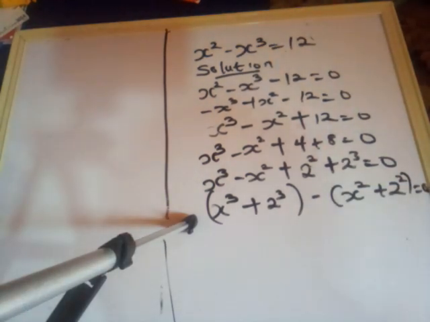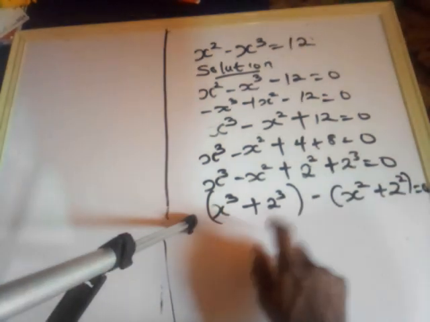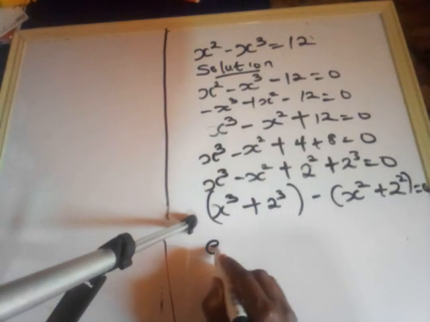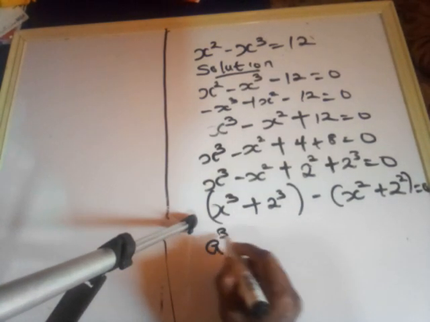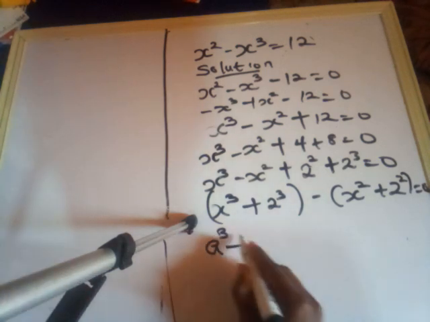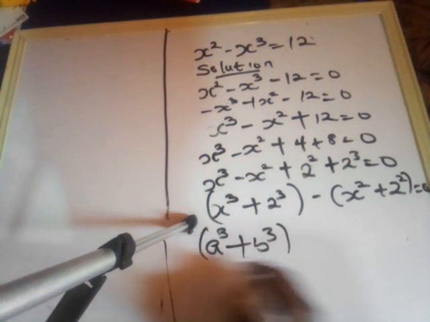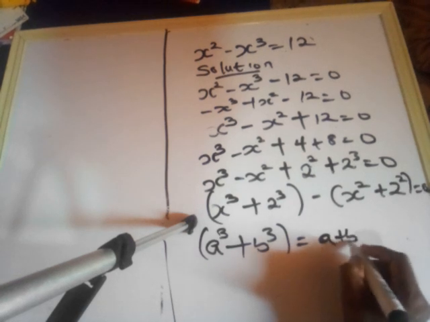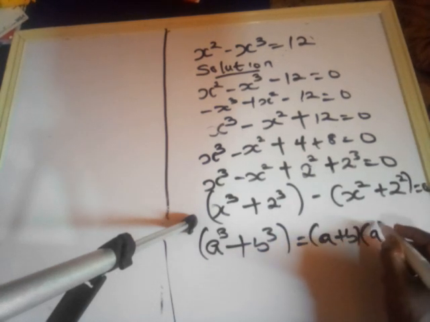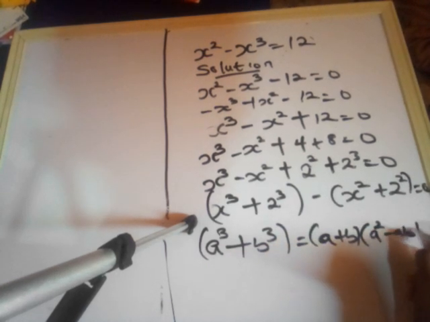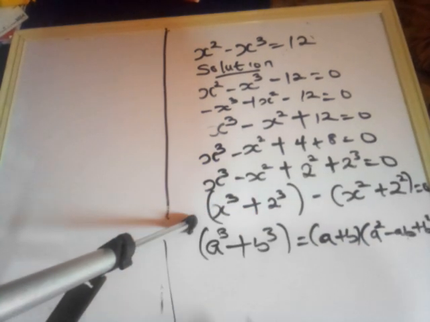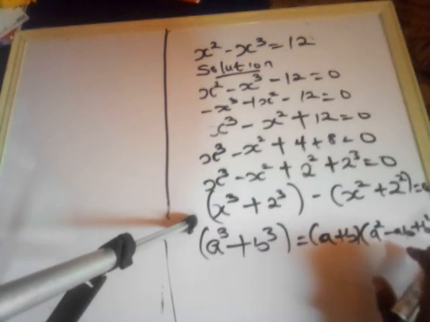Now, when you have something like this, when you have a raised to the power of 3 plus b raised to the power of 3, we have a formula to use. We have a plus b into the bracket a square minus ab plus b square. So anytime you have this, you use this formula.